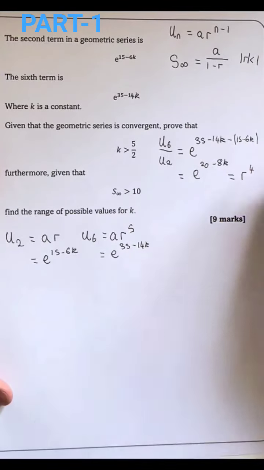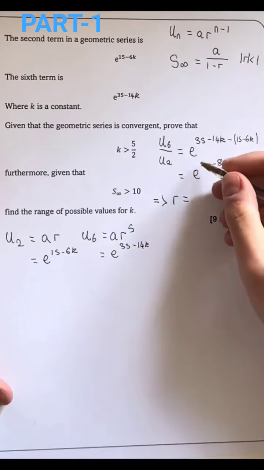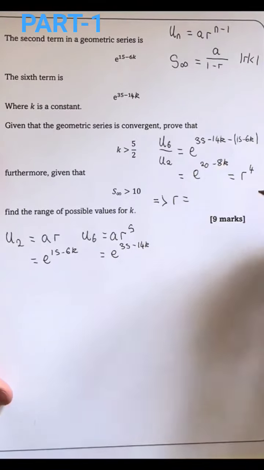And then I can just take the fourth root, or raise both sides to the power of 1/4. So this tells me that r is equal to, and then again, I'm just going to multiply this exponent here by 1/4 using our laws of indices.